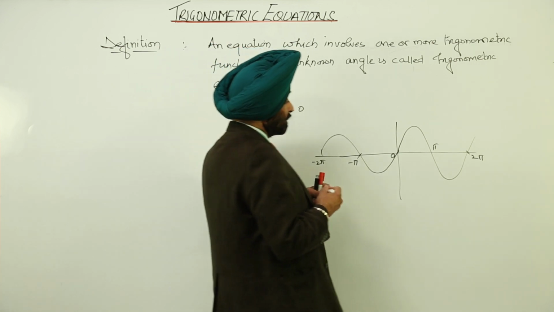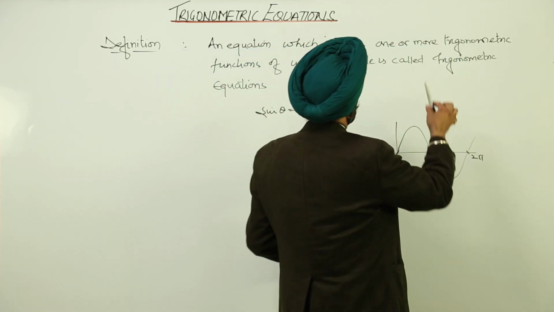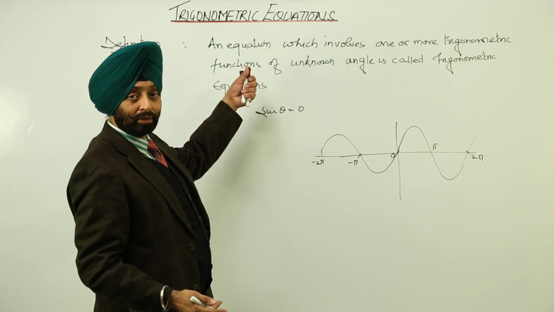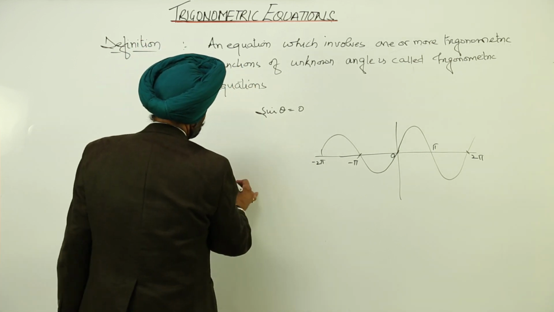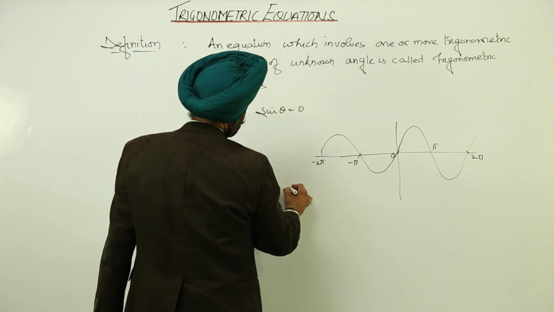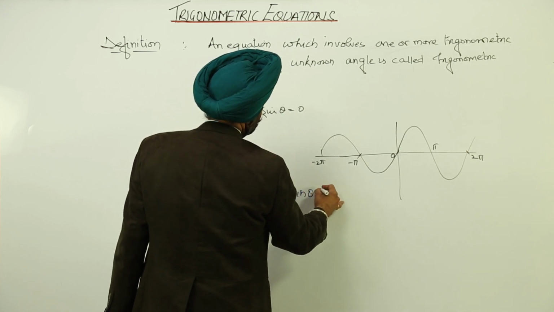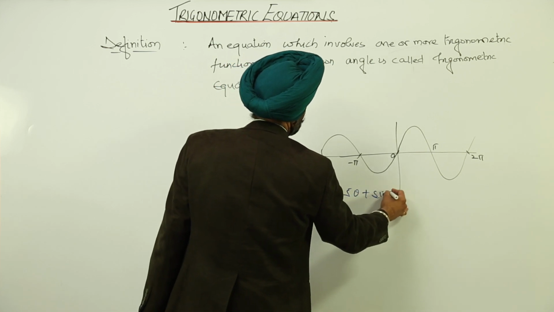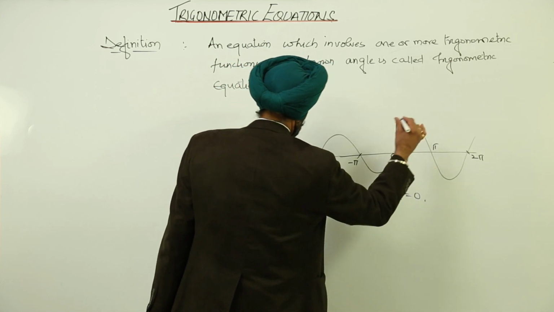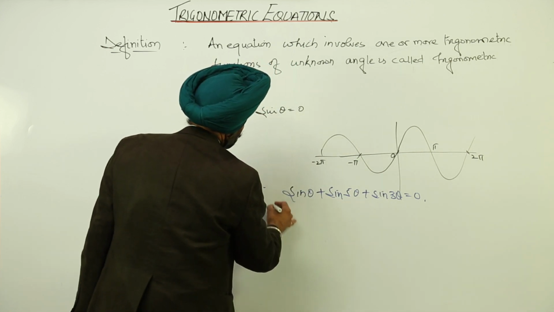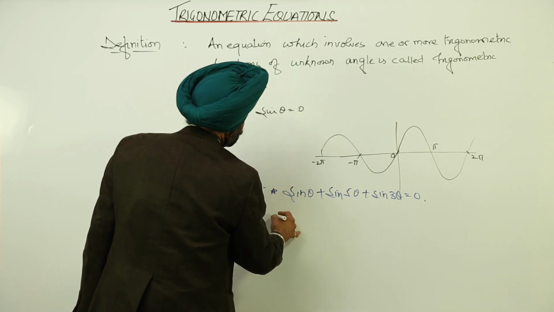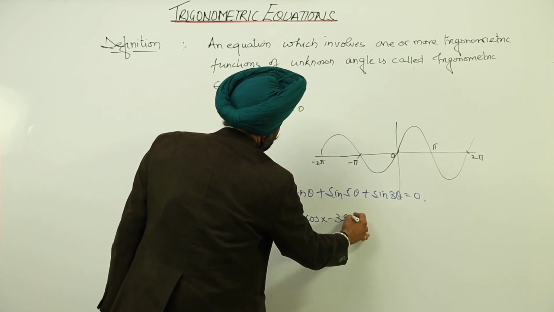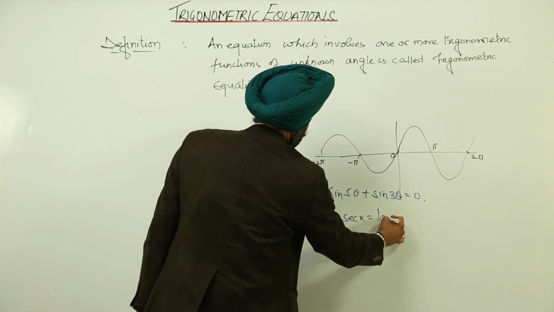Now, if we are having one or more trigonometric functions, for example, suppose sin theta plus sin 5 theta plus sin 3 theta is equal to 0. Let this be one example. Then another example can be 4 cos x minus 3 secant x is equal to tan x.